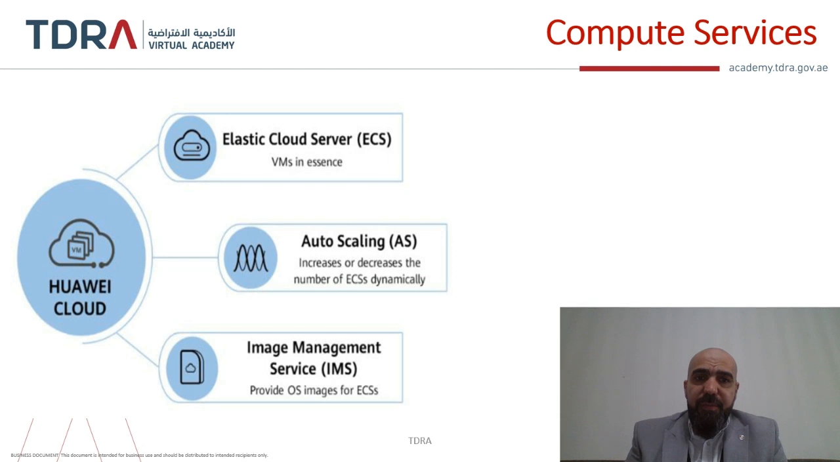In the cloud, we have the Elastic Cloud Server, called ECS. It's a VM machine. And we have something called auto-scaling. Auto-scaling increases or decreases the number of ECS dynamically. All cloud service providers use this same concept.